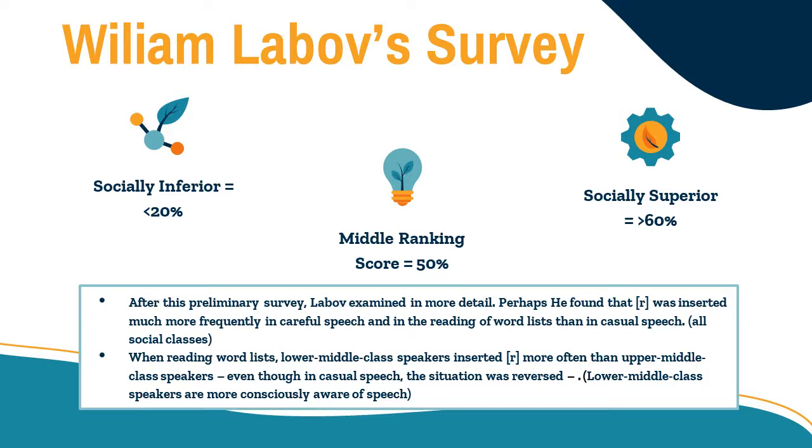This was true of all social classes. There was, however, one unexpected finding. When reading word lists, lower middle class speakers inserted R more often than upper middle class speakers, even though in casual speech the situation was reversed, with lower middle class speech containing fewer R sounds. This suggests that lower middle class speakers are more consciously aware of speech as an indicator of social class and are making efforts to improve their status.